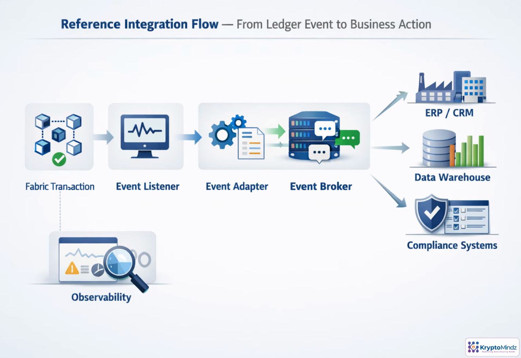Consider a supplier shipment confirmed event. Once the Fabric transaction commits, an event listener captures it, but enterprise systems should not consume raw chaincode payloads directly. An adapter translates the event into a standard business schema and publishes it to a broker such as Kafka. From there, ERP updates inventory, CRM triggers customer notifications, analytics refresh dashboards, and compliance records evidence. Observability tracks latency, failures, retries, and end-to-end processing status.